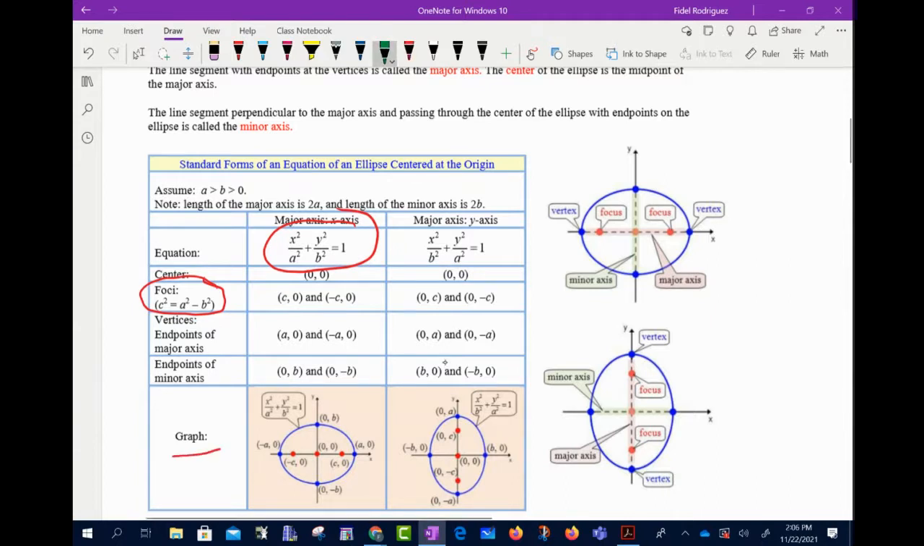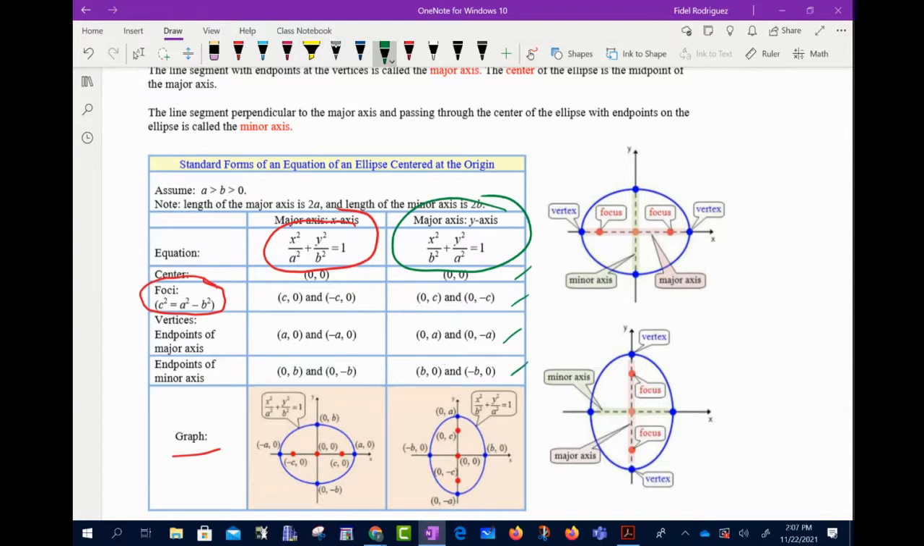And similarly, we have what happens when the major axis is the y-axis, okay? The center is still at the point 0, 0. The foci are now the points (0, c) and (0, negative c). The endpoints of the major axis are (0, a) and (0, negative a). And the endpoints of the minor axis are (b, 0) and (negative b, 0).